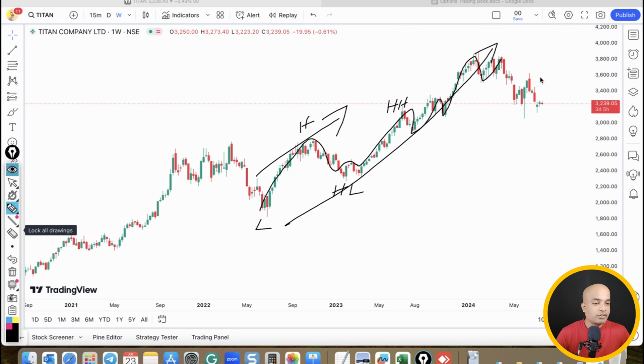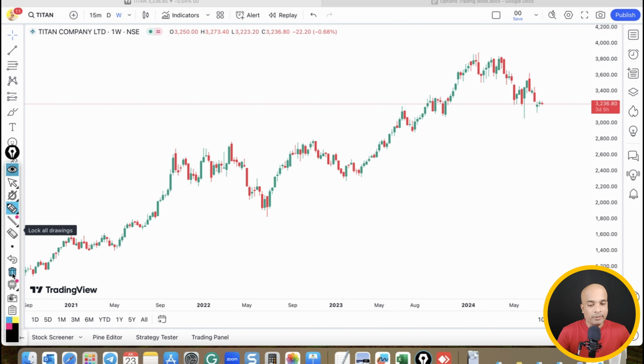But the caution is here the price made a lower high. Similarly, it made a lower low here. This is a two caution message. So if the price breaks this level decisively, then we can say this uptrend is over. We can expect either a sideways or downside move from here actually.